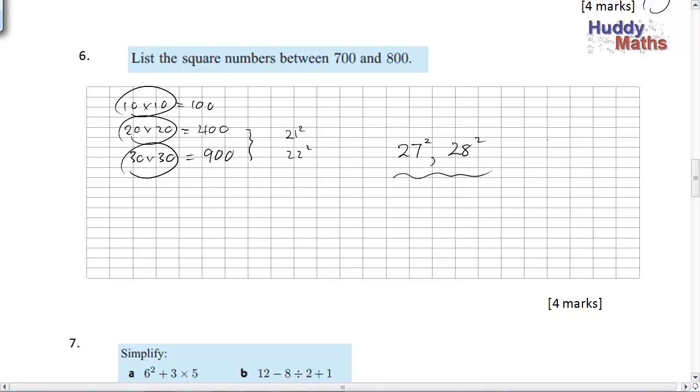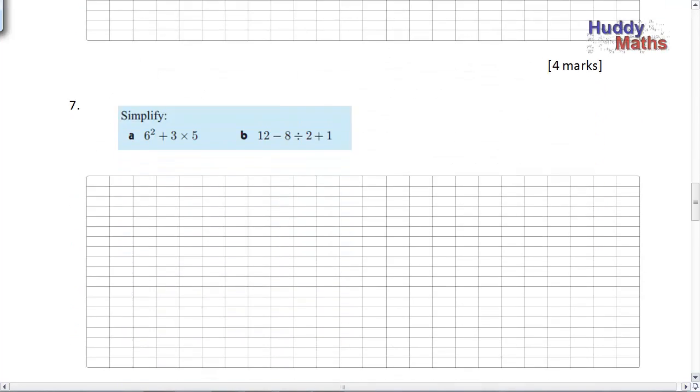All right, so I've given 4 marks. I'll give you 2 for each. I think that's a bit lavish. Okay, 2 for each there. All right, come on down, let's have a look. I hope you're getting some marks here.